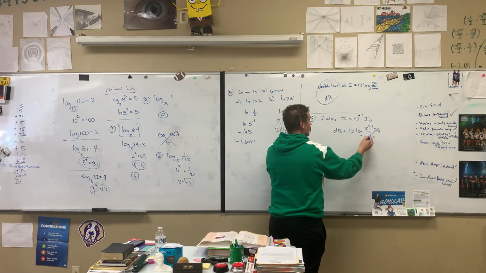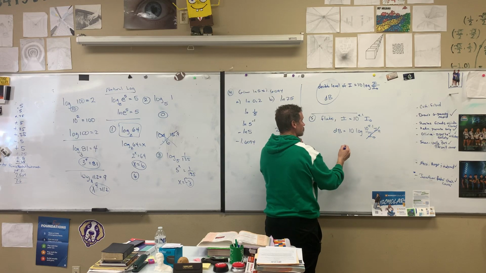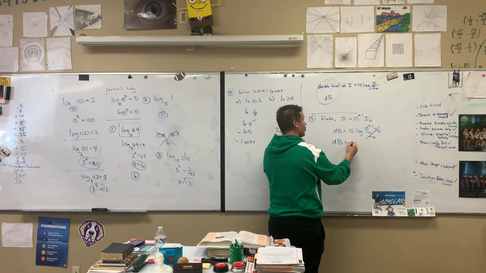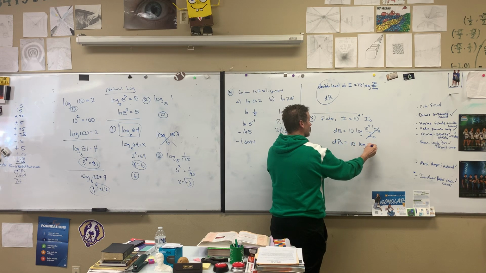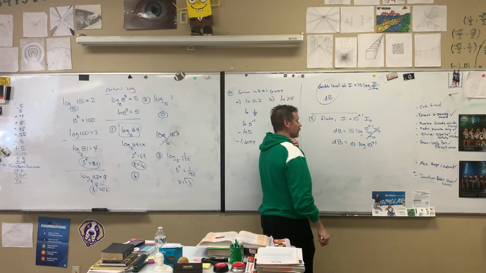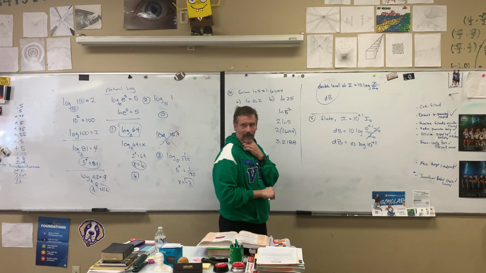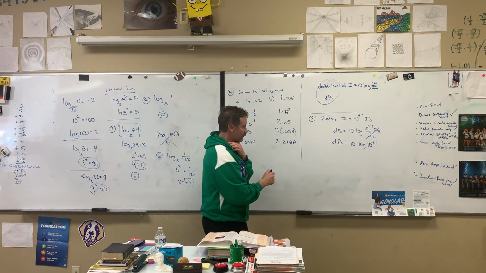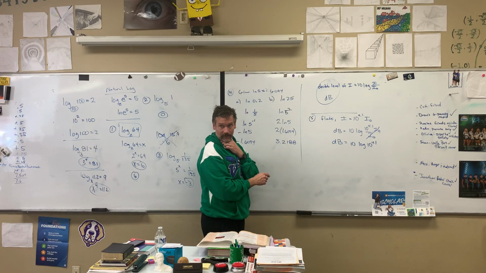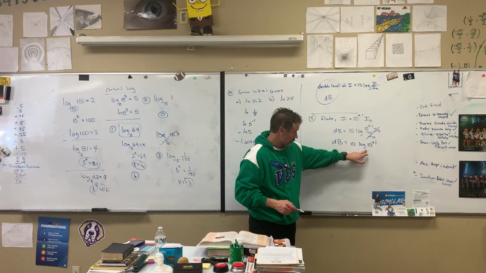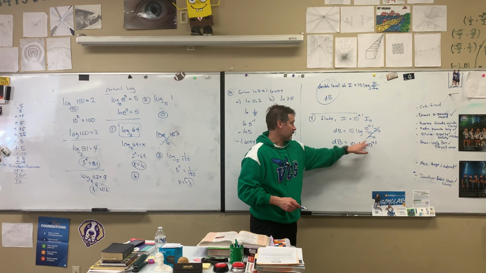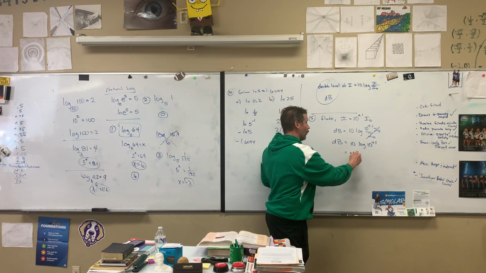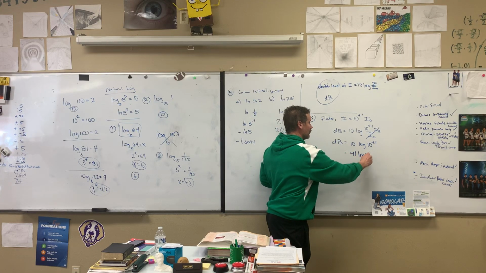Then the I sub 0's cancel. The decibel level would be 10 times the log of 10 to the 4.1. You can either bring that 4.1 out front, or you actually know what the log of 10 to the 4.1 is, because the base is 10. But you could also just bring it out front, and it would be 4.1 times the log of 10, and then what's the log of 10?